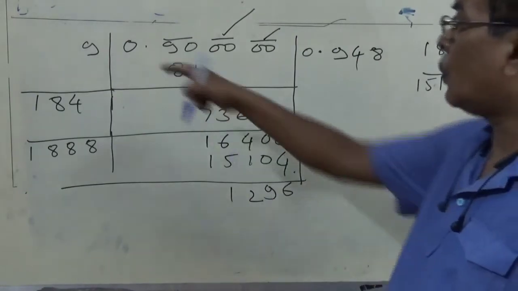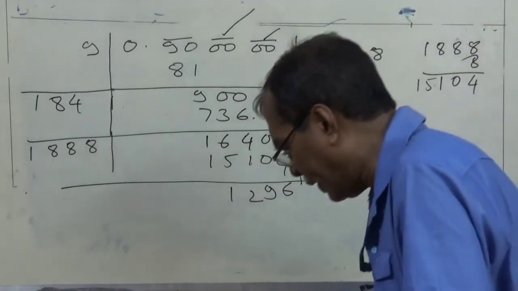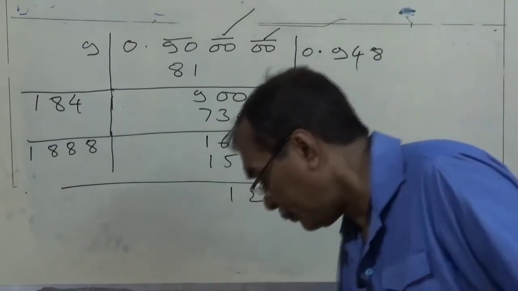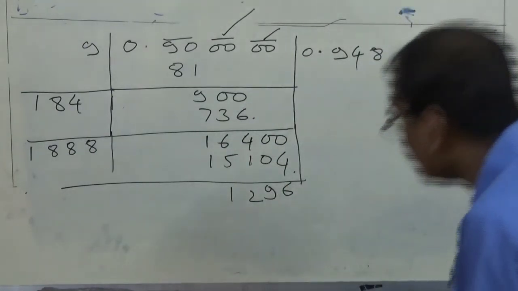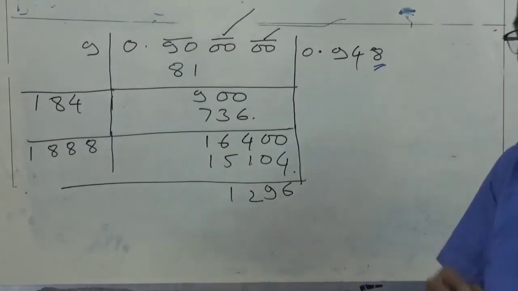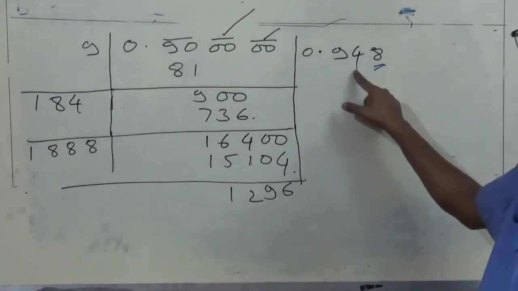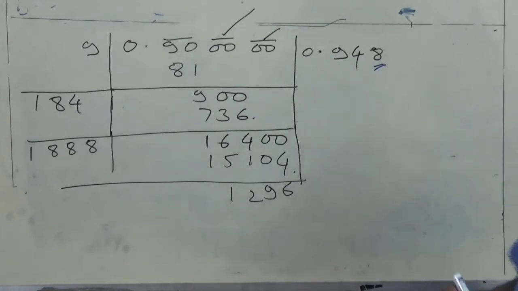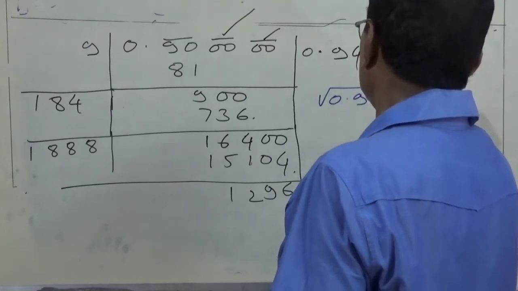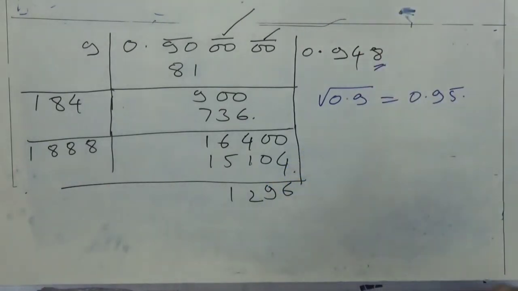So I am finding that the square root of 0.9 is nothing but 0.948. Here you find that this third place is 8, which is more than 5. I have told you that if it is more than 5, you have to consider the previous number as one more, that is 5. So the square root of 0.9 is equal to 0.95.